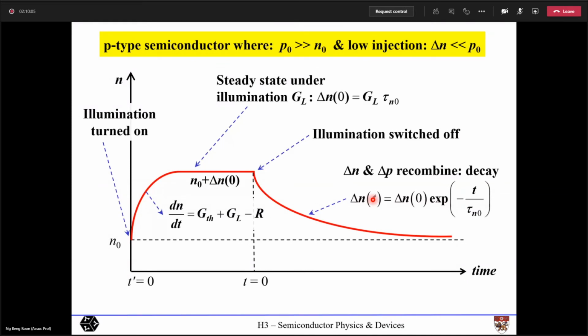So up to a certain range, effectively you can treat it as 0 already. In fact, if you take some arbitrary value like 10 times, or even 100 times the minority carrier lifetime, effectively you can probably treat it as 0 already. Okay, thank you. All right.